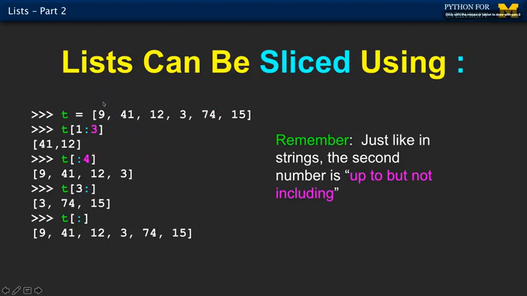3 to the end, so 0, 1, 2, 3, that's 3 to the end. So that's 374 and 15. And then, just like with strings, you can have the beginning and the end. So again, it's very much like strings. Slicing of lists is like slicing of strings, except that the list is slicing entire cells within the list.